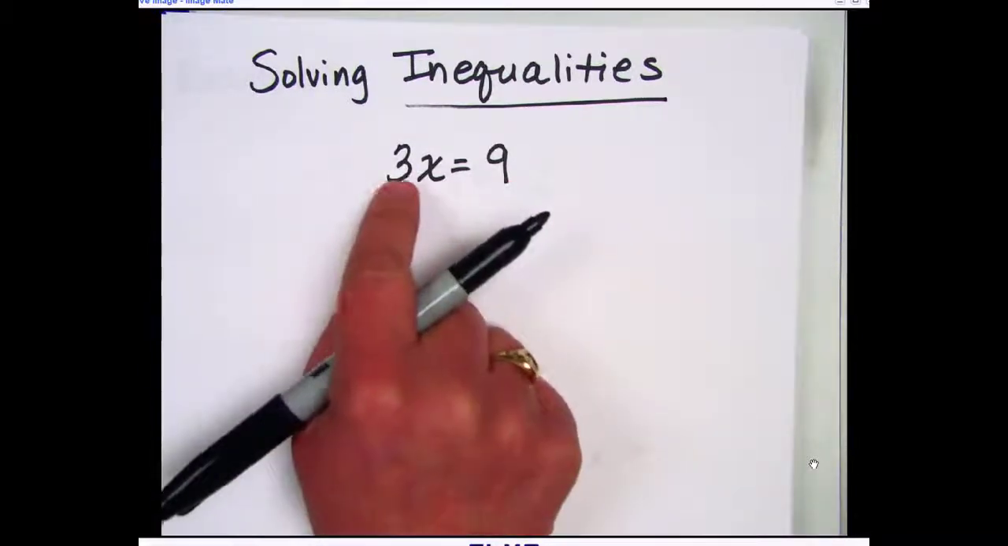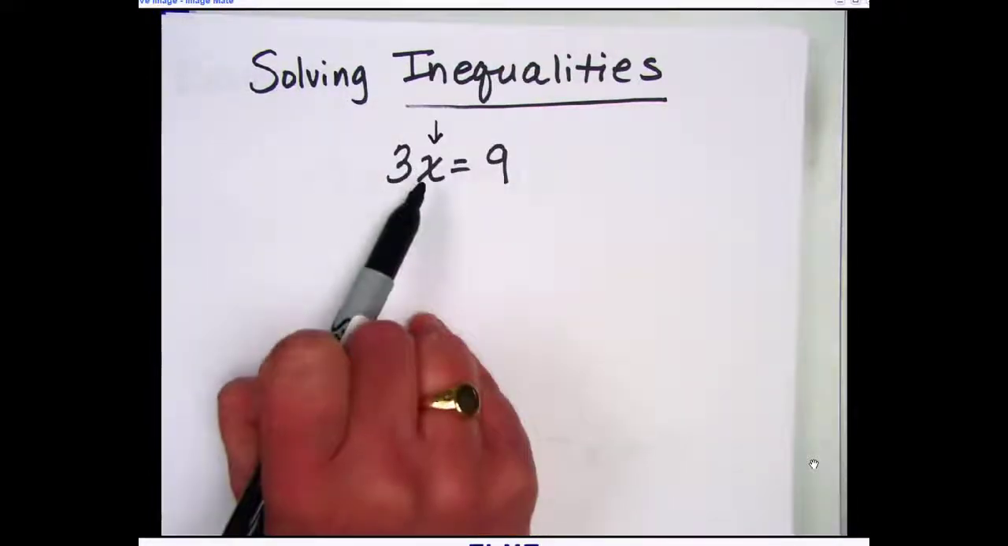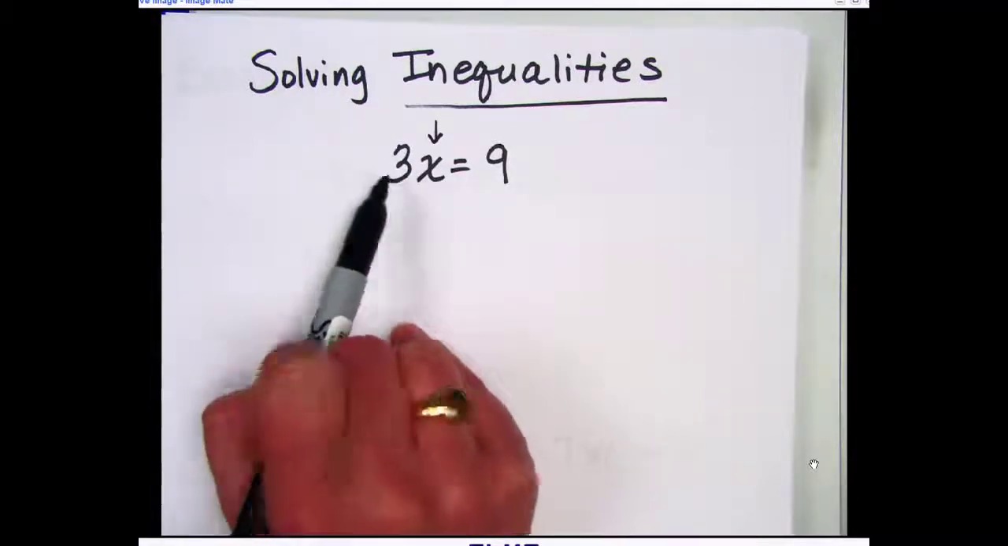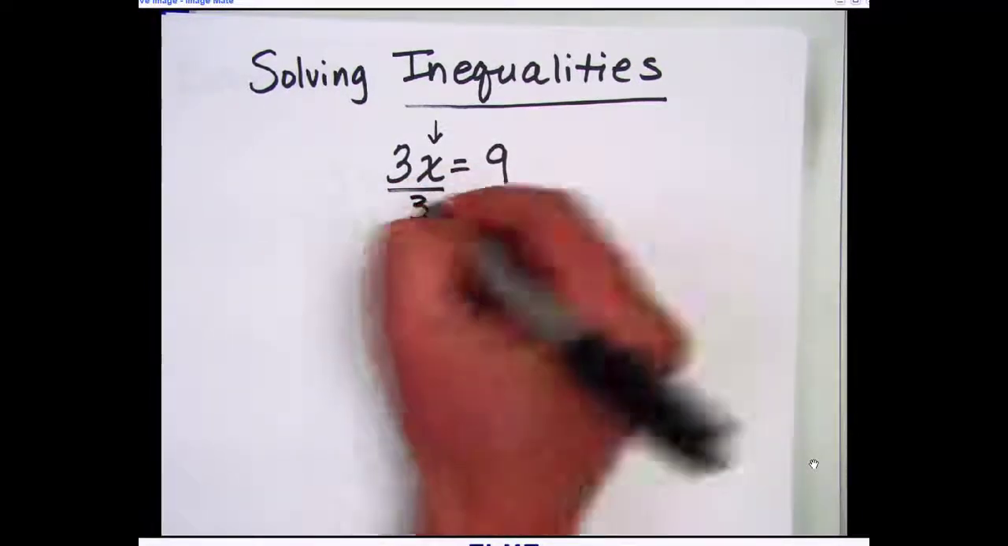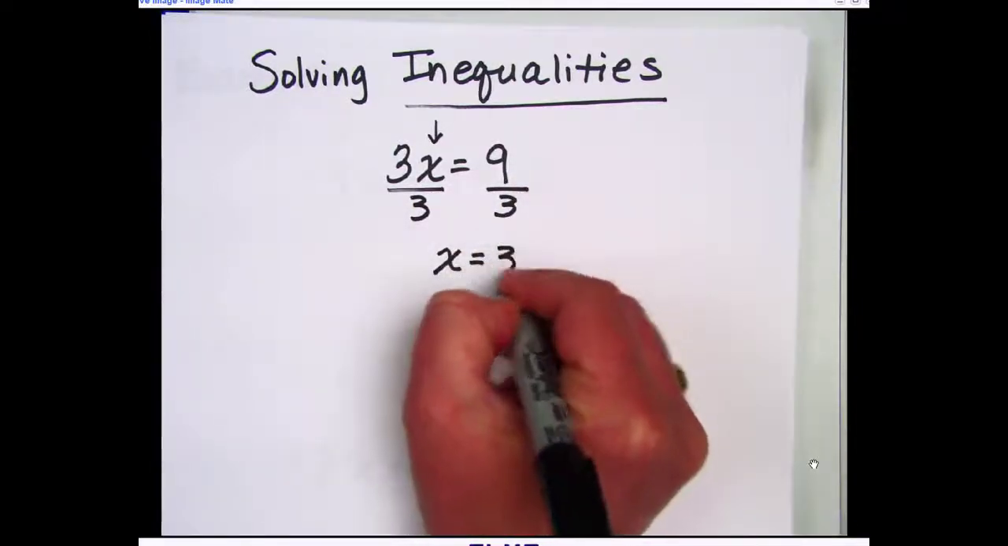But remember how we solve equations. We want to isolate our variable. To do that, in this case, we need to get rid of the 3. We're currently multiplying by 3, so we divide each side by 3, and I would get that x equals 3.